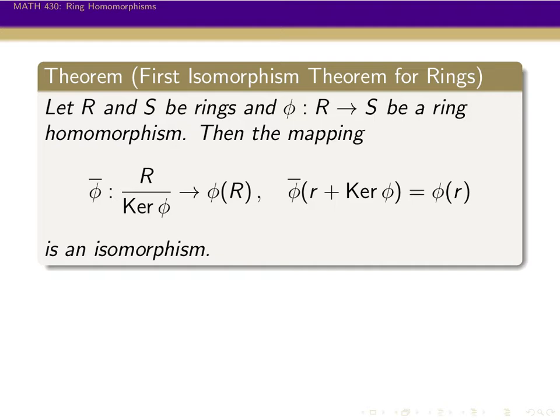Then, similar to the first isomorphism theorem for groups, we have a first isomorphism theorem for rings. Let R and S be rings, and let phi from R to S be a ring homomorphism. Then there's a mapping phi bar, whose domain is R modded by the kernel of phi, sent to the image of the map, where the coset R plus the kernel of phi is mapped to phi of R. Then this mapping is an isomorphism between R modded by the kernel of phi and the image phi of R. Again, this mirrors the first isomorphism theorem for groups, which said that if there's a homomorphism from G to G prime, then G modded by the kernel is isomorphic to the image.